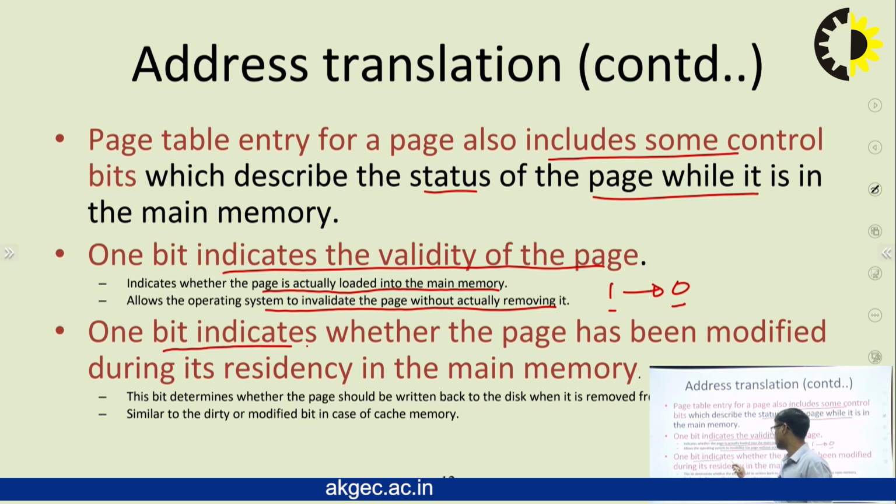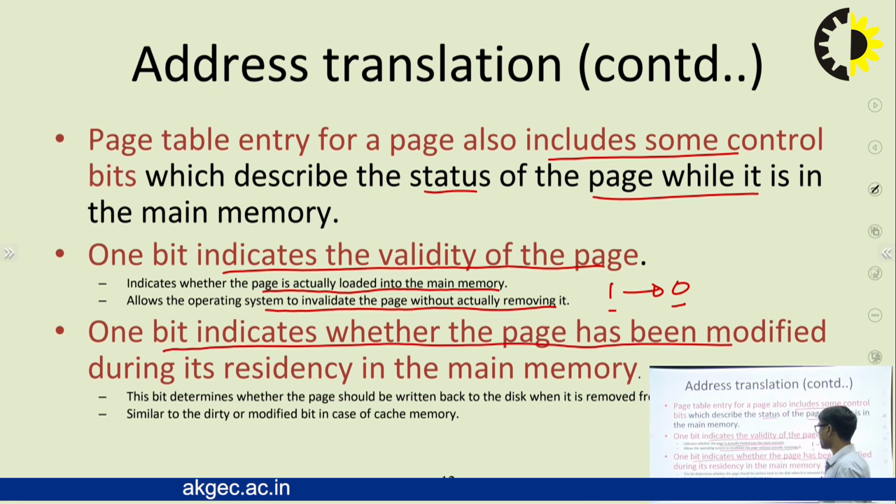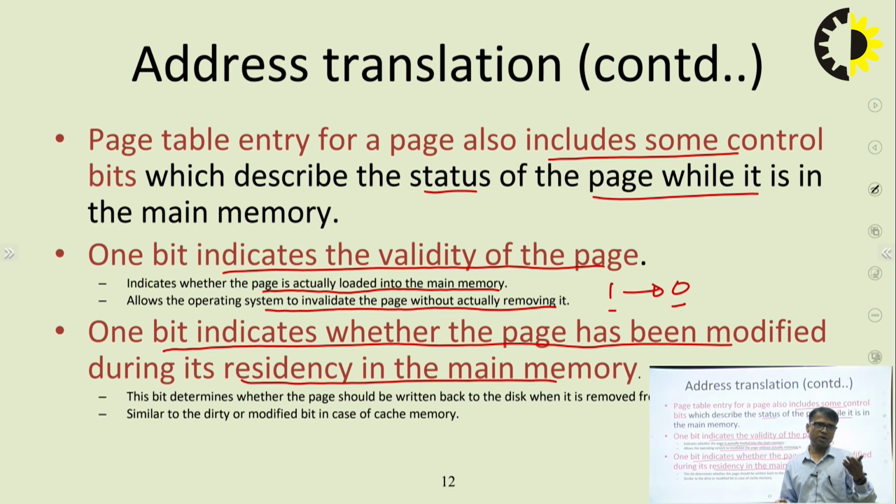Another bit indicates whether the page has been modified during its residency in the memory, and that has a very important use. In the first case, if it is not modified, we will simply invalidate it by changing 1 to 0. But if it is modified, what do we have to do? This bit determines that the page should be written back to the disk when it is removed from the memory. So this is a caution. If it is modified, the bit is set to 1, and the operating system cannot remove it until it is updated back to the disk. This is similar to the dirty bit we use in cache memory.